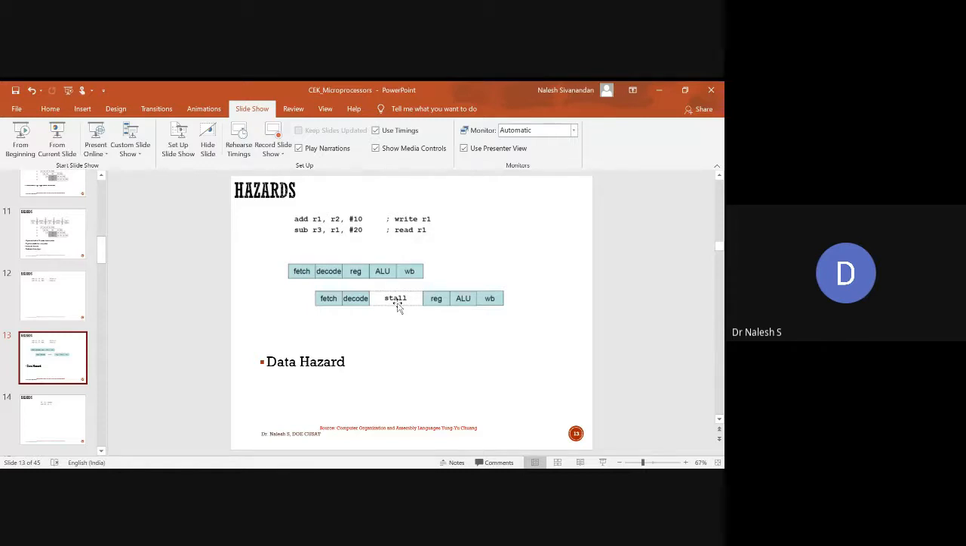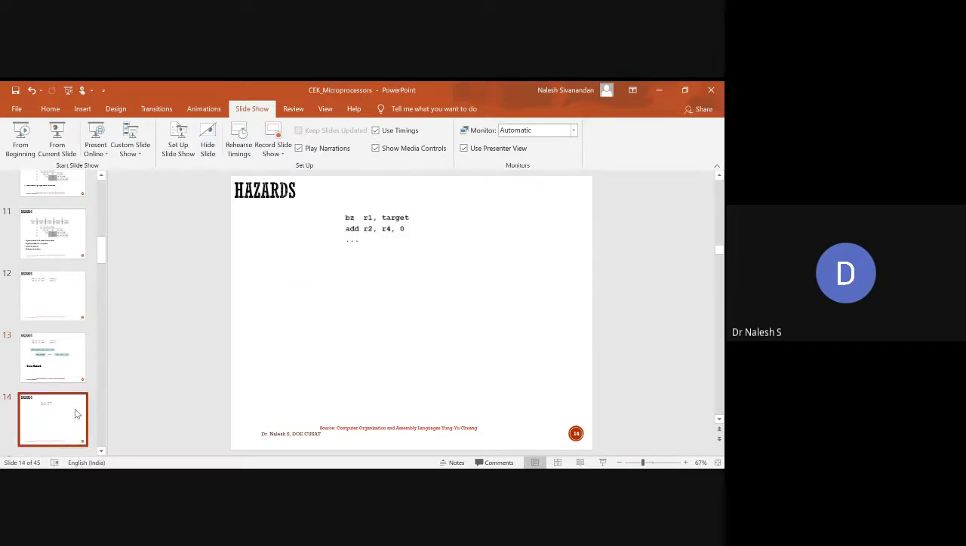And whenever there is a stall, for example here, it means the reg and ALU stages and the write back stage are not utilized here. And even the fetch and decode, all the previous stages are not used here. Which again reduces your performance, your throughput. If there was no stall, you would have got the result in 2 cycles, but now the result will be available only after 1 plus 3, the fourth cycle. So this is data hazard.